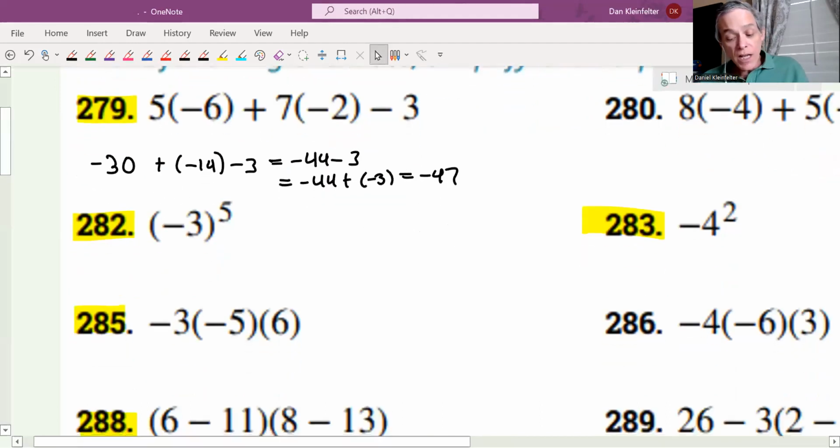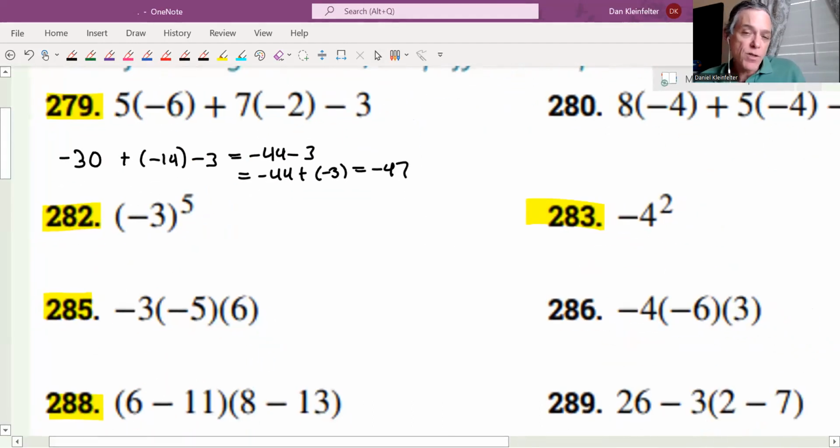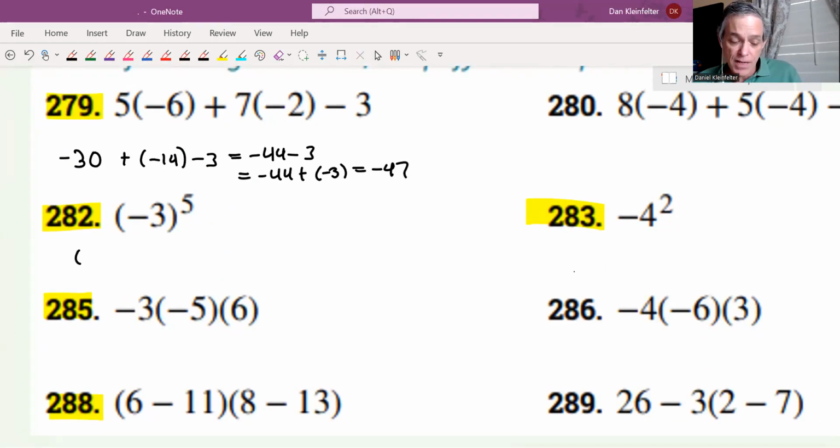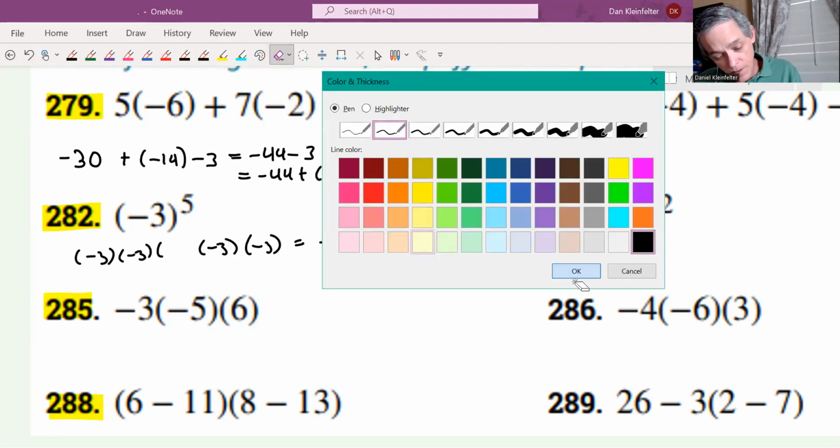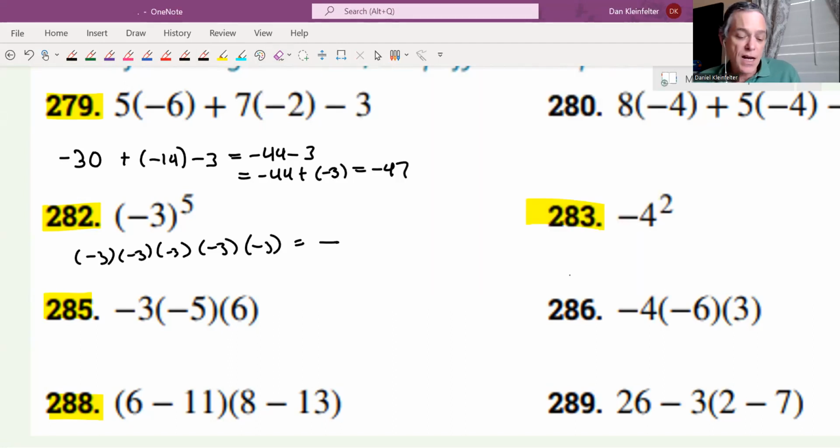Okay. In raising negative numbers to powers, you have to be really careful. It's very easy to get this wrong. Here we have negative 3. It's multiplied by itself 5 times, so we'll have negative 3 as a factor 5 times. And so I know it's negative because there are an odd number of negative signs. 3 times 3 is 9. Let's fix that. Okay, 9, 27, 81, 243.